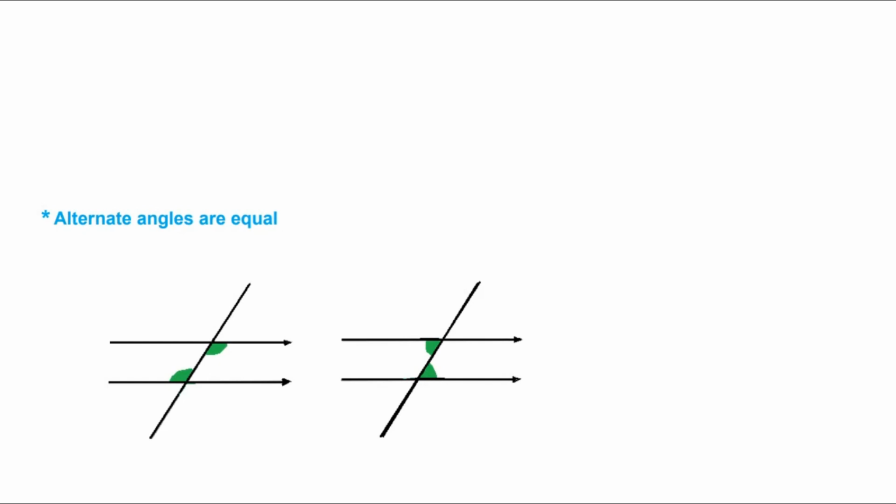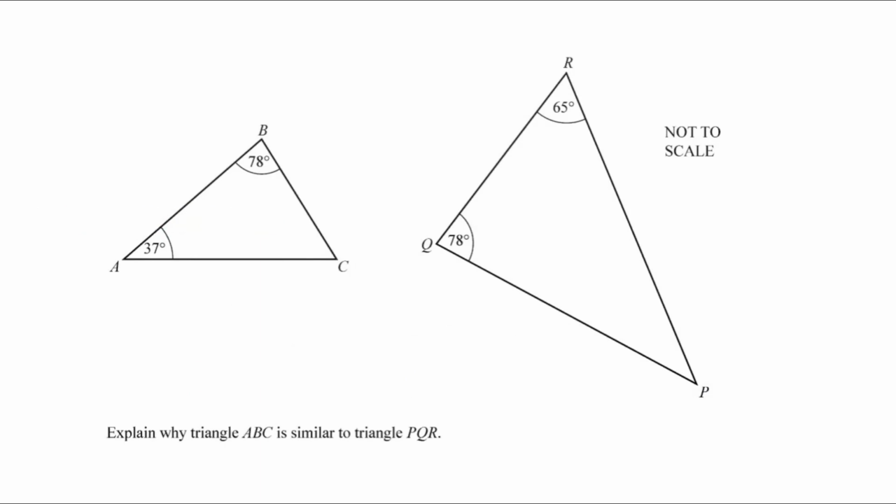Similarly, you can use the property that allied angles add up to 180 degrees. Okay. Now let's consider this example. Explain why triangle ABC is similar to triangle PQR.